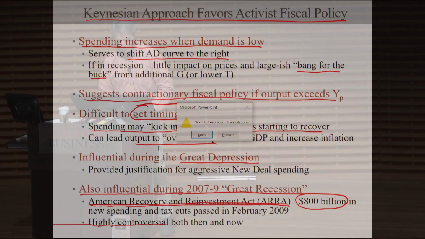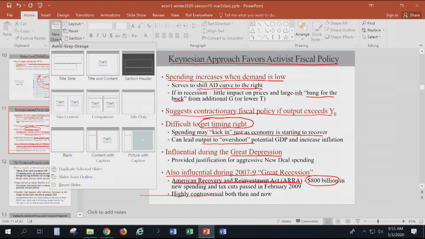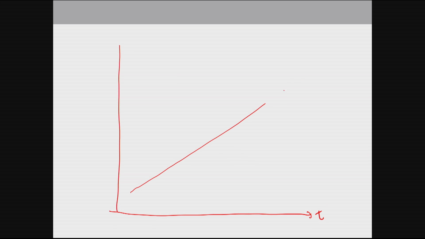Let me try to see if I can do this. I'm going to insert just a new blank slide. Suppose that over time, potential GDP is growing like this, 2% a year, and the economy is fluctuating above and below it as we get unemployment versus not.